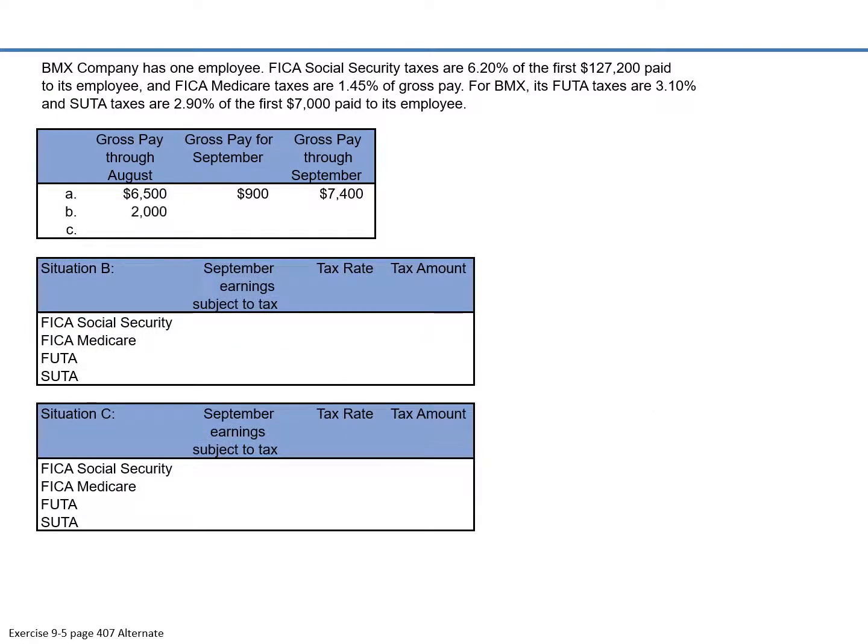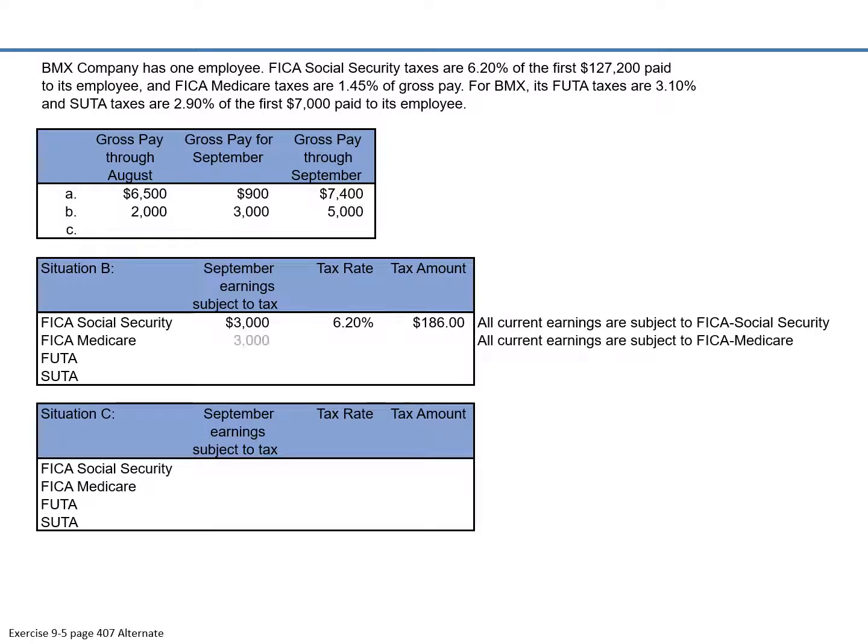Then in part B, we had 2,000 of gross pay through August. We had 3,000 gross pay in September. So that's a total of 5,000 through September. So all of it is going to be subject to all of the rates. So we have 3,000, all of September. 3,000 times 6.2%, 3,000 times 1.45%, 3,000 times 3.1%, and 3,000 times 2.9%. Okay.